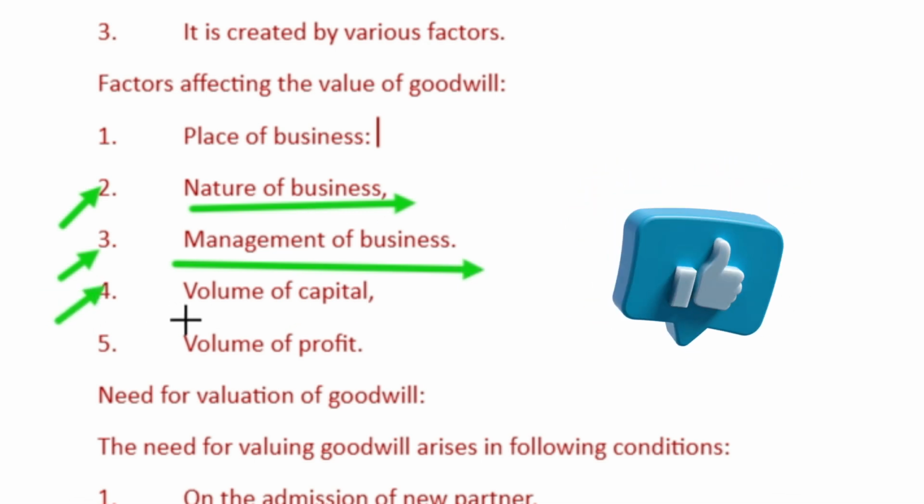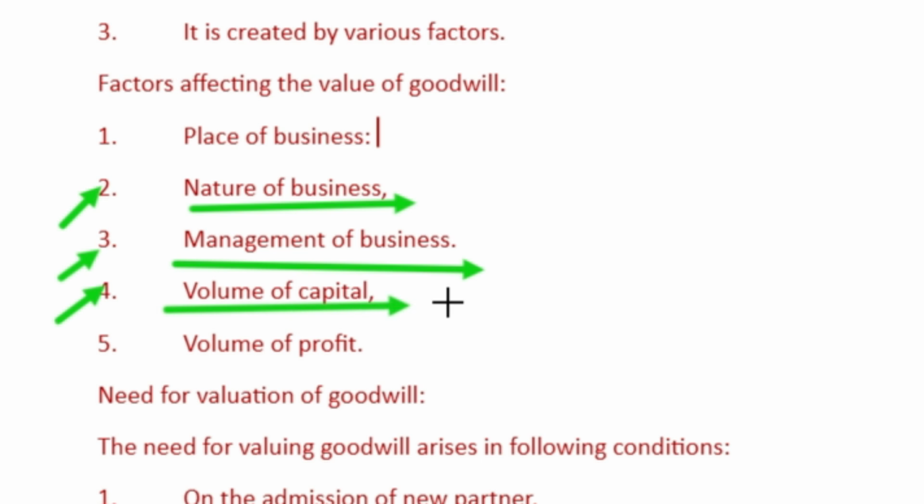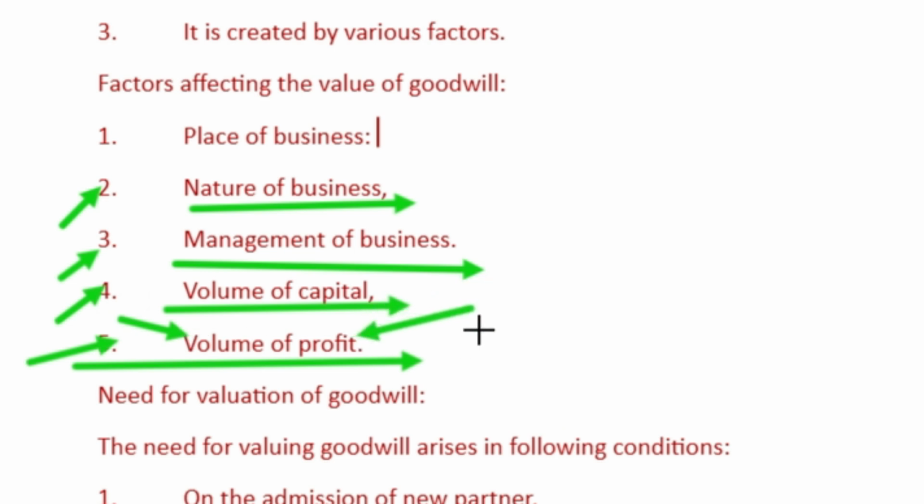Next, volume of capital. A business using a lesser amount of capital has a higher value of goodwill compared to a business using a larger amount of capital. Similarly, volume of profits is a very important factor here. If the profit increases, the value of goodwill increases. If the profit decreases, the value of goodwill also decreases. But to a greater extent, goodwill influences the amount of profit. So volume of profit and the amount of goodwill are very closely connected, both are interconnected elements. And in accounting, the profit amount is especially taken for determination of the amount of goodwill.